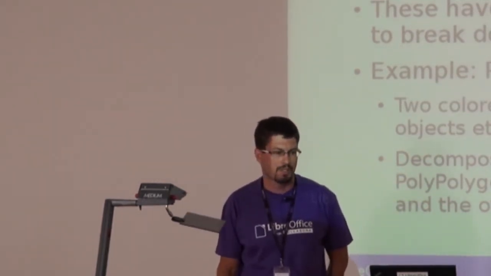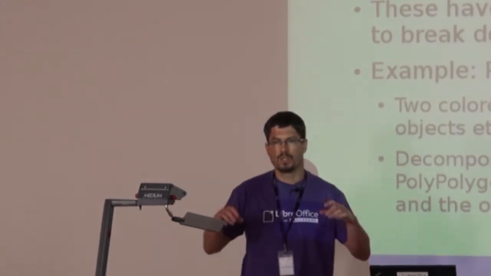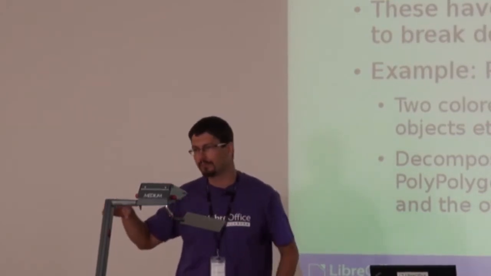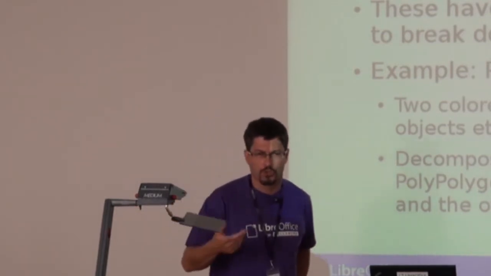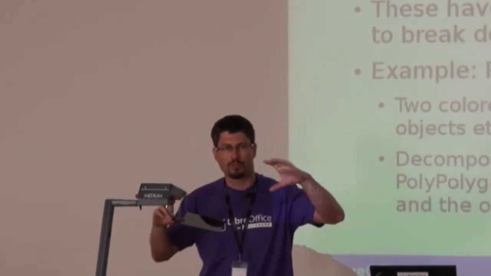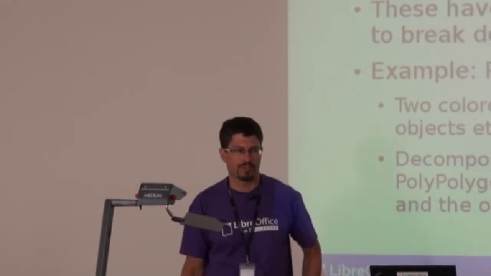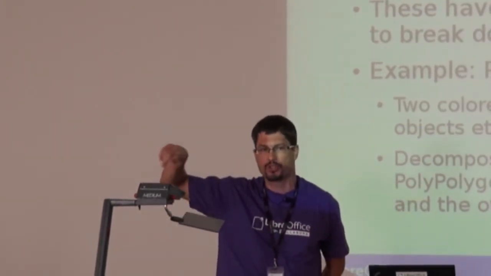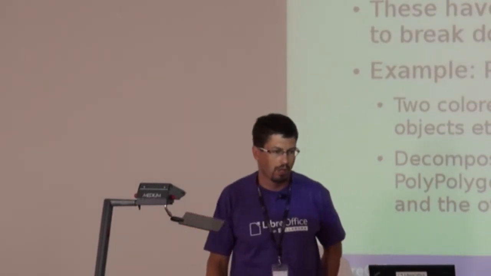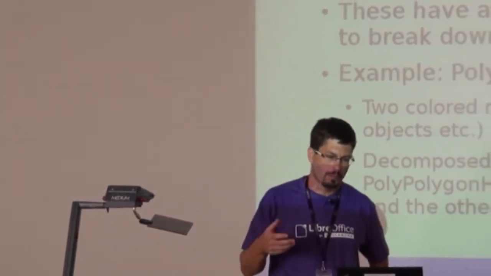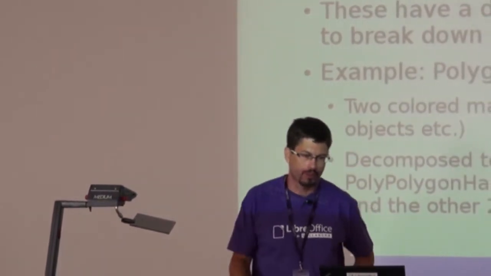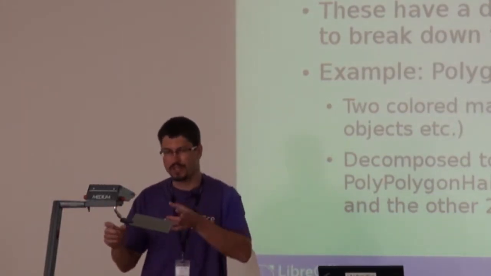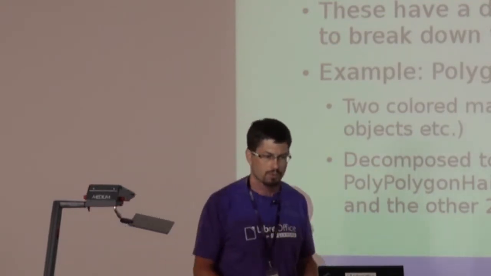One example of this kind of primitive is the polygon marker primitive, which is the rectangle around objects that shows that the object is selected, and you can resize it, move it away, or something like that. In LibreOffice that looks like a dashed rectangle around the object, and this one is just decomposed into two polygon hairlines. One defines the dashes, and the other what is between the dashes. So that looks like that.